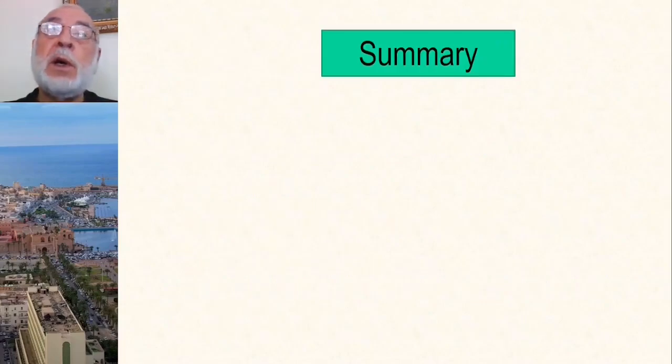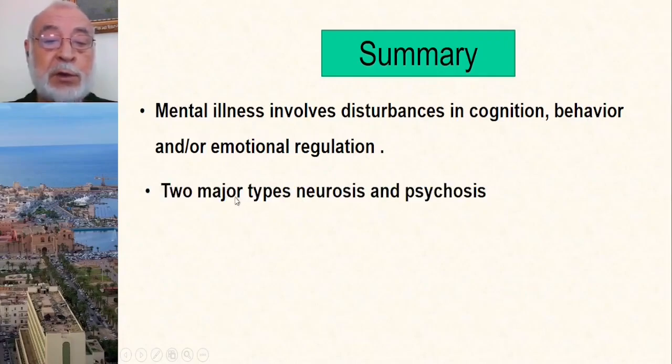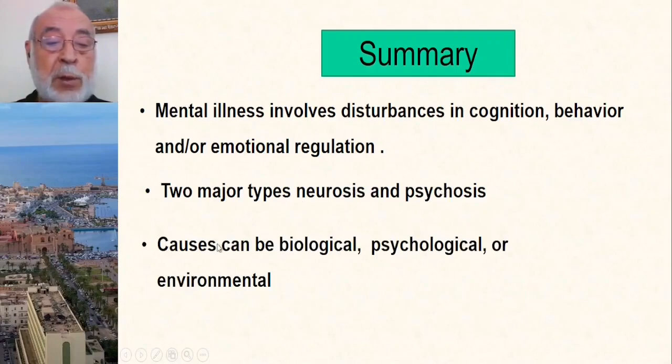These are the different causes which can cause psychological disorders. In summary, we talked about the mental illnesses which involve disturbance in cognition, in behavior, and or emotional regulation. There are two major types, neurosis and psychosis. We classified neurosis and psychosis and the differences between these two major illnesses. We talked about the causes, whether they are biological, psychological, or environmental.